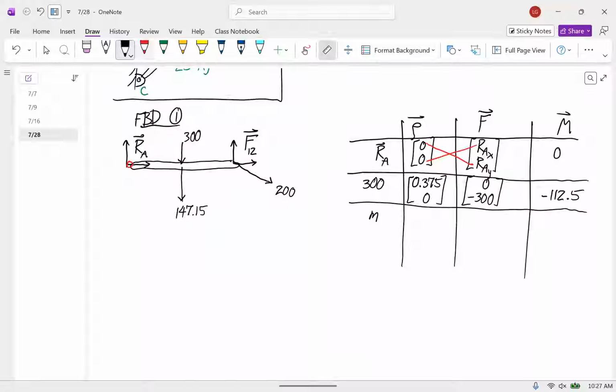Now I'll do the weight. It's happening at the same point, so that rho vector has to be the same. The force is 0, negative 147.15. And so the cross product is negative 55.18.